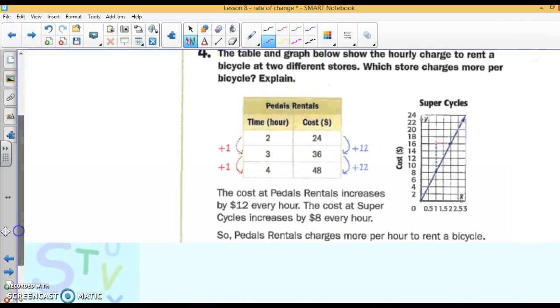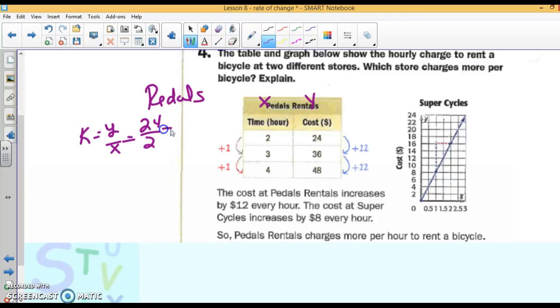All right, let's take a look at this. The table and graph below show the hourly charge to rent a bicycle at 2 different stores. Which store charges more per hour or per bicycle? Explain. So it's actually per hour. This is x, y. So this is Pedals Rentals. Pedals, 24 divided by 2, because we're doing k is y over x, 36 divided by 3, and 48 divided by 4 is $12 per hour.